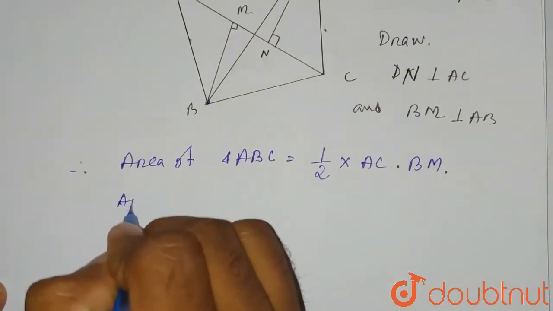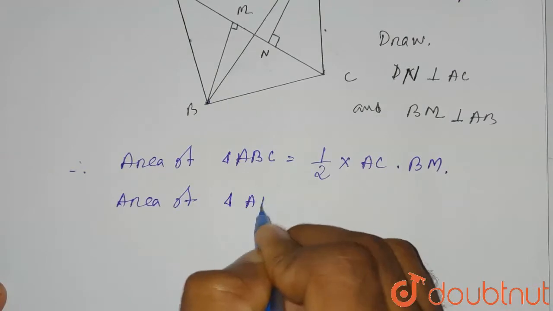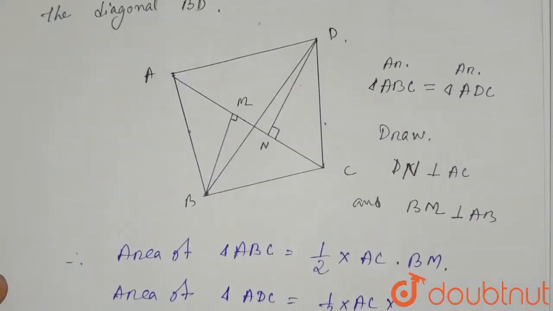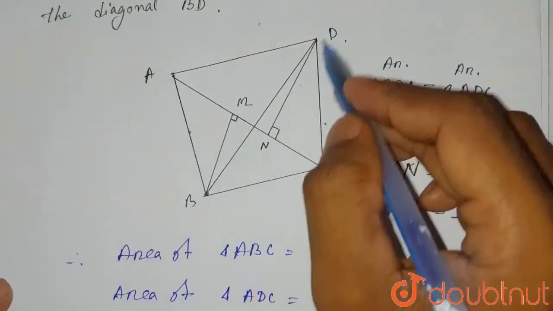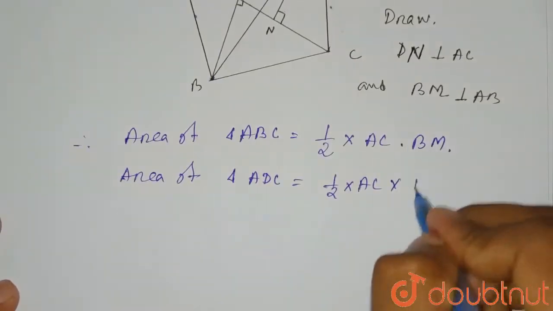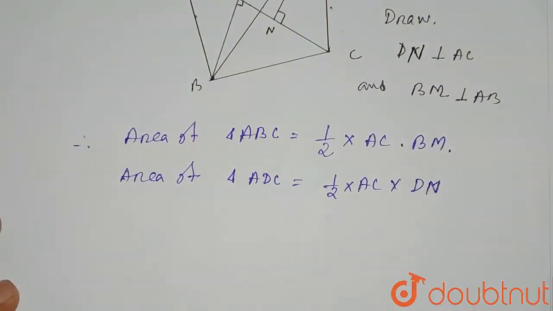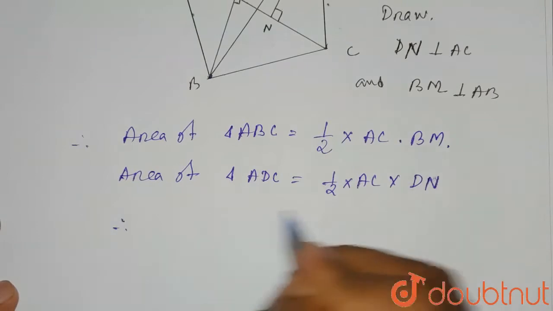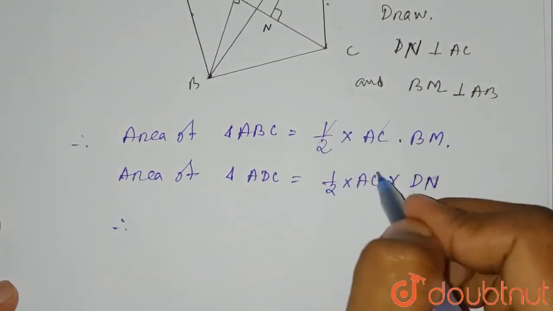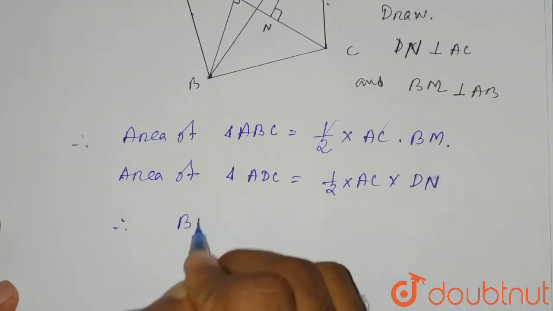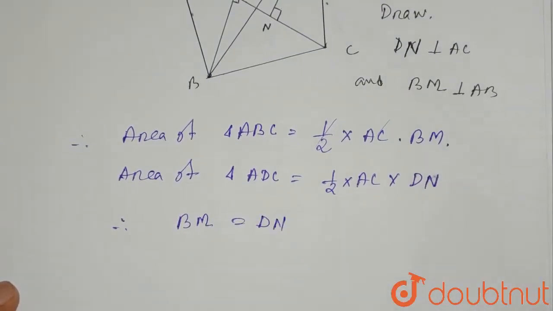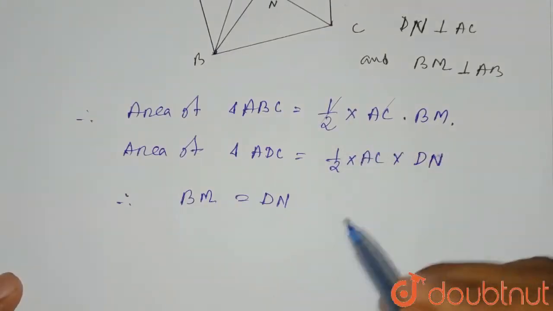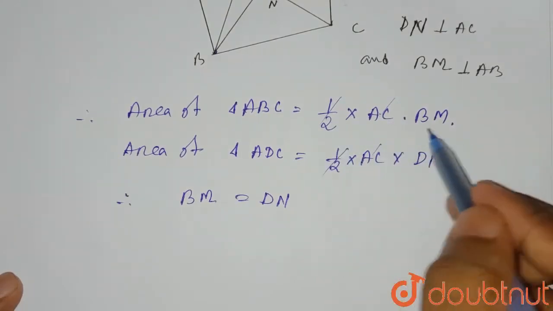Similarly, you can write the area of triangle ADC equals half into the base, which is the same AC, into the perpendicular distance DN, so it will be half into AC into DN. Now it is given that these two are equal, so if these two are equal, the half and half cancel, AC cancels, and from here you can see BM equals DN.